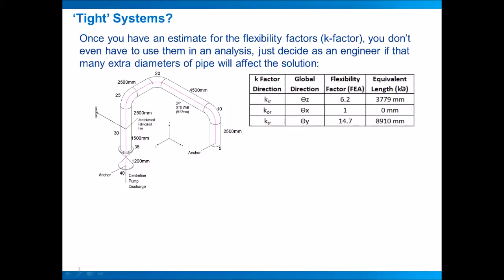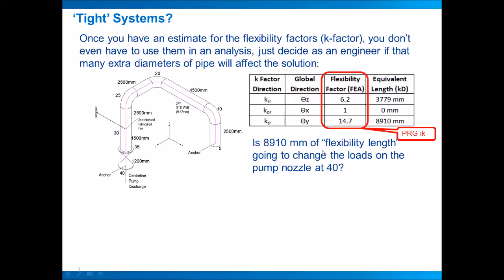Multiplying that by the OD of the pipe, K times the OD, like we discussed earlier, this equates to an extra 3.7 meters in terms of the in-plane and 9 meters worth of pipe in the torsional direction. As I say, that came from the IK calculator. Now, is 9 meters, as near as makes no difference, of flexibility length going to change the loads on the pump nozzle at node 40?